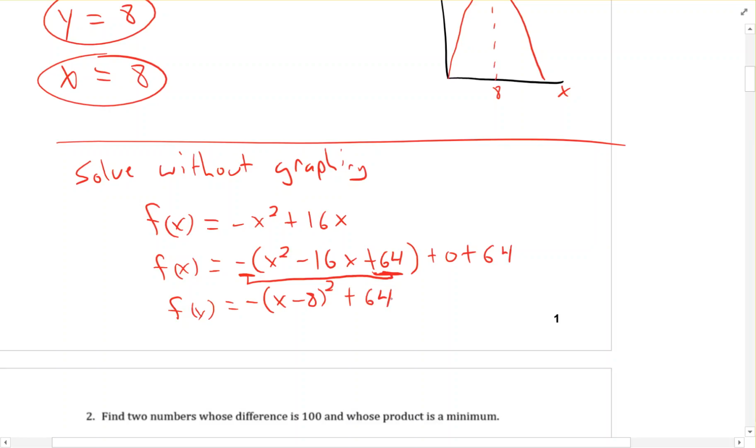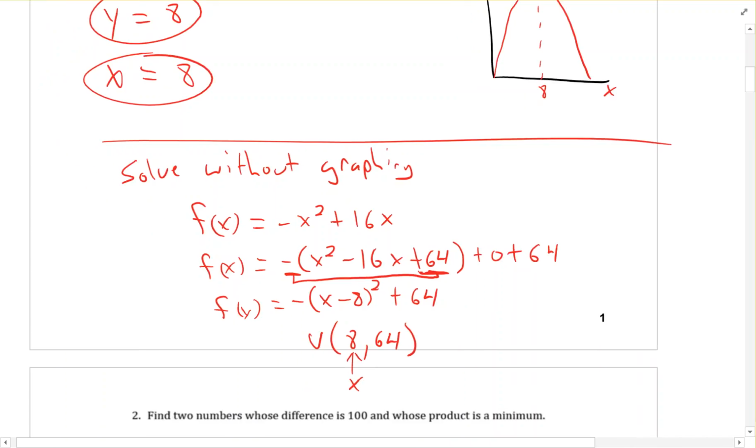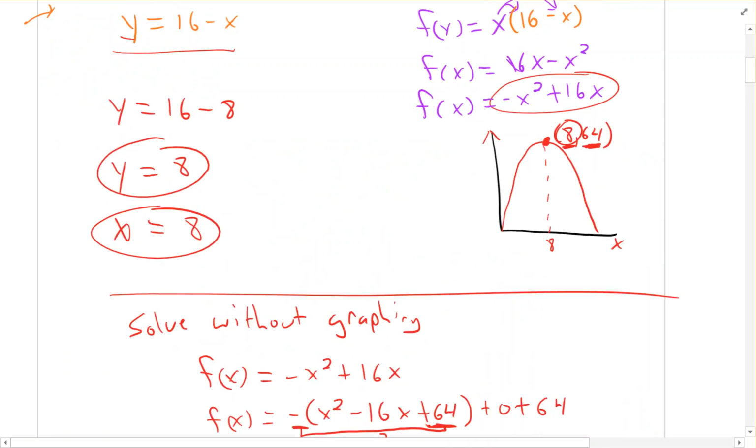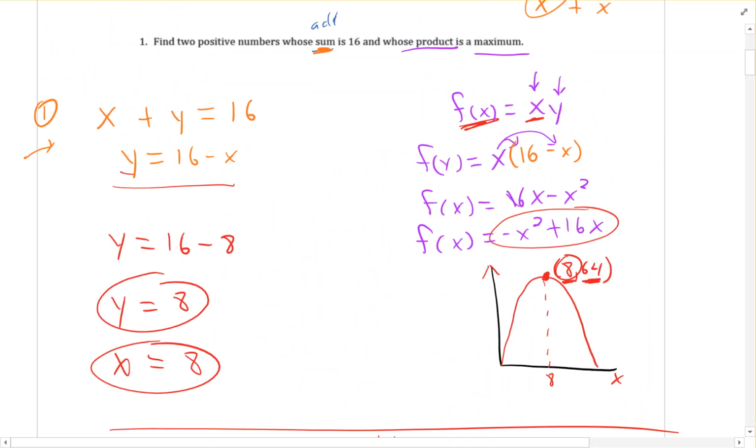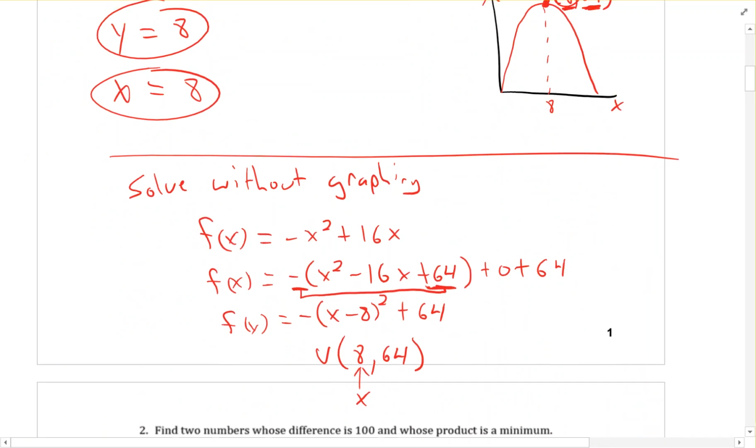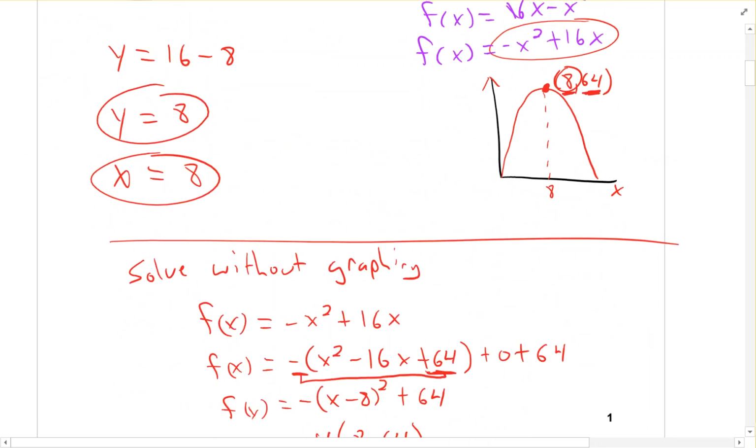So now that it's written in vertex form like that, I can see that my vertex is going to be 8, 64. So same thing as graphing. Now I can just see that right from my vertex form. And then from that I can be like, okay, yeah, x is equal to 8. And then we could have figured out what y was equal to from our equation up here as well. Okay, so those are the two ways that you can solve these types of problems.